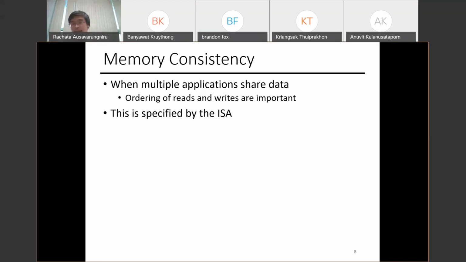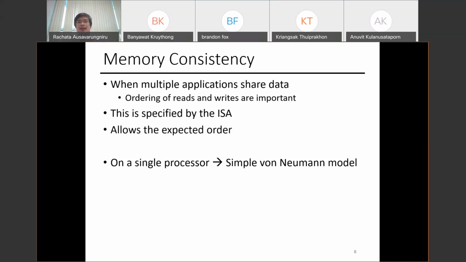The ISA will determine, okay, if this thing exists, how should I manage it? It allows the expected order that every single machine will see, right? On a single processor, this is simple.